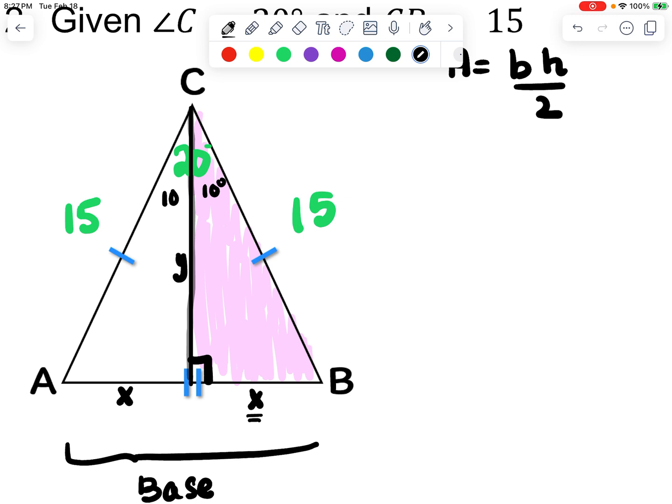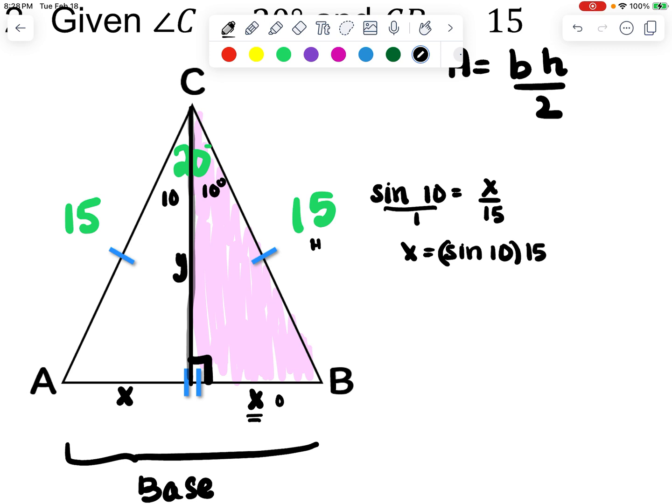So I'm going to go solve for X first. This is going to be opposite. This I have my hypotenuse. So I know I've got sine of 10 degrees is equal to X over 15. So if I put that over 1, I'm going to get X equals sine of 10 times 15.